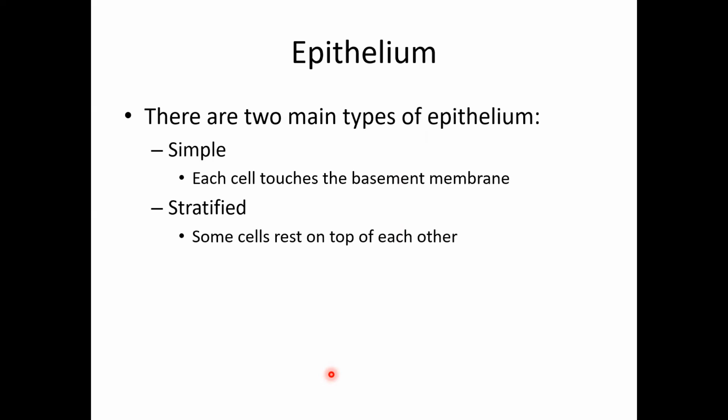There are two major types of epithelial tissue. Simple epithelium means there's one layer of cells. Every cell touches the basement membrane. Stratified epithelium is layers of cells where cells are sitting on top of cells. Not all the cells will be touching the basement membrane. Some of them will be on top of other cells.